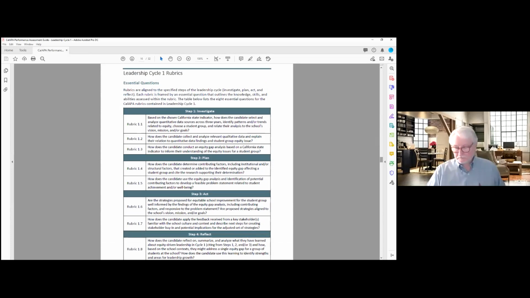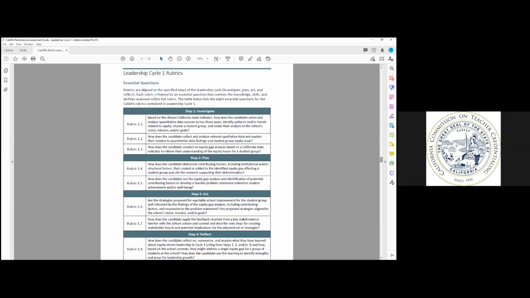So in rubric 1.1, it says, based on the California State Indicator, how does the candidate select and analyze quantitative data across 3 years, and then delineates about their analysis? Do they identify patterns and trends related to equity? Do they choose a student group? Do they relate their analysis to the school's vision, mission, and goals?